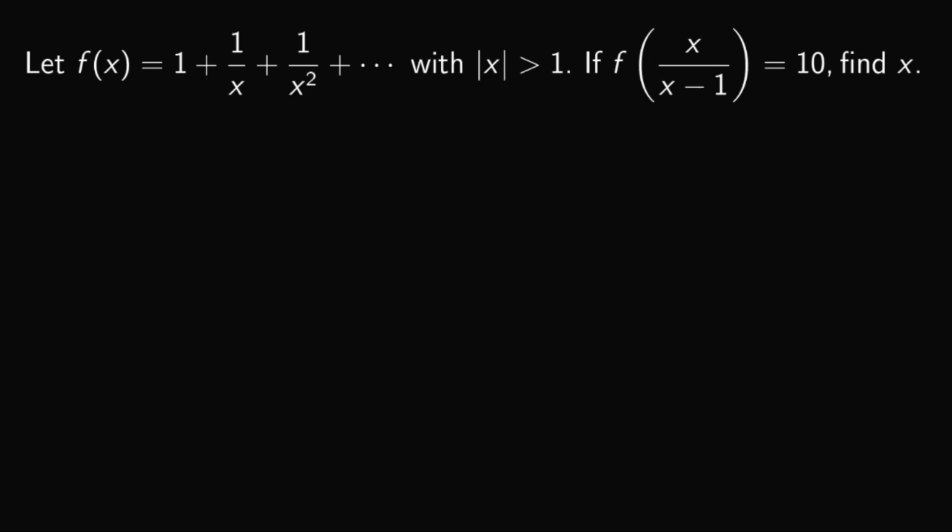For this video, we are given the problem: let f of x be equal to 1 plus 1 over x plus 1 over x squared plus and so on, with absolute value of x greater than 1. If f of x over x minus 1 is equal to 10, find x. Before I answer this problem, feel free to pause the video so you may try this one first on your own.